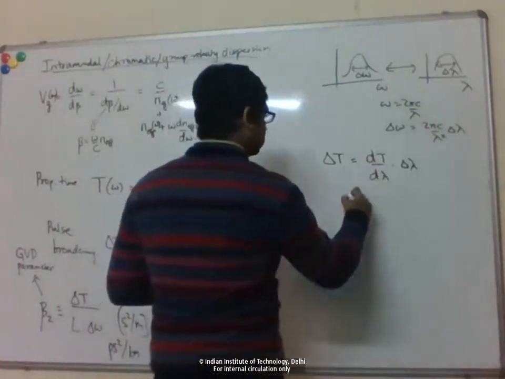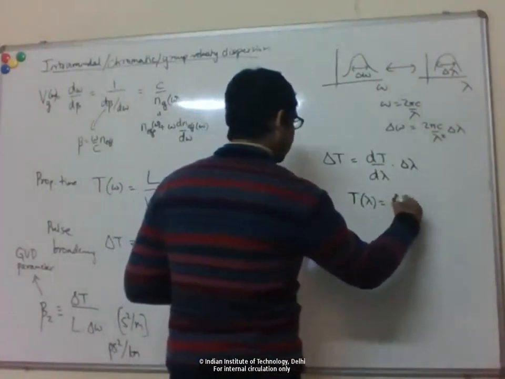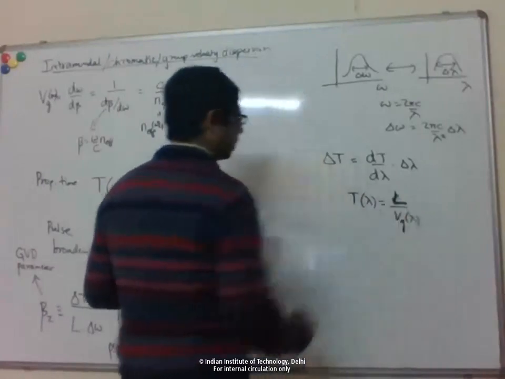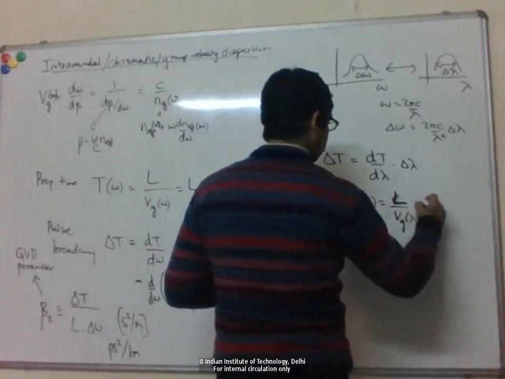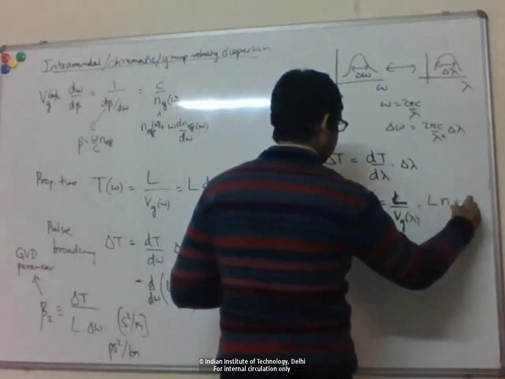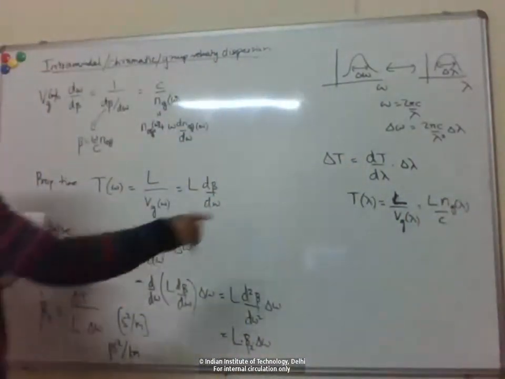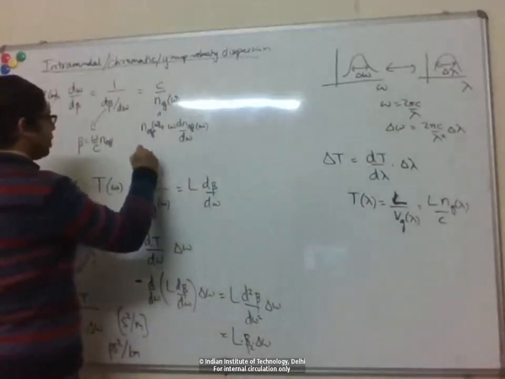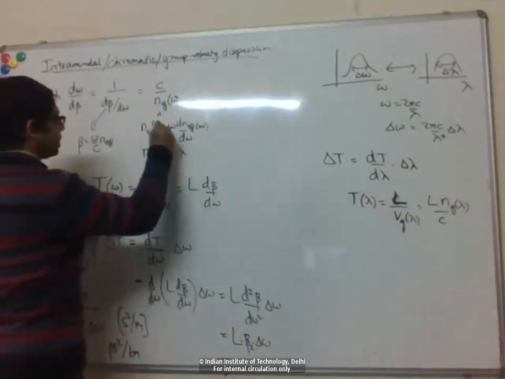So this T I can write as a function of wavelength again, L by Vg, where Vg is a function of wavelength, and where Vg I can write again as C over Ng. So in frequency it looks like this. You can check that if you write it in terms of wavelength, there is a minus here instead of plus.